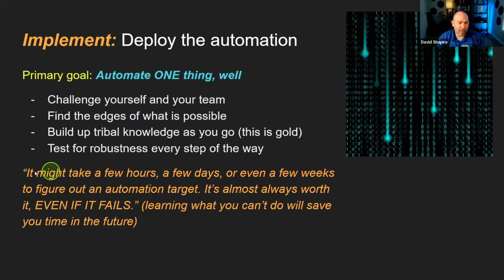So then the mantra here is it might take a few hours, a few days, or even a few weeks to figure out an automation target. It's almost always worth it, even if it fails. Learning what you can't do will save you time in the future. This is one thing that when I was first consulting with artificial intelligence, I said, you know what? Knowing what doesn't work is just as valuable. Why? Because there's so many things that don't work out there, but you don't know until you try.